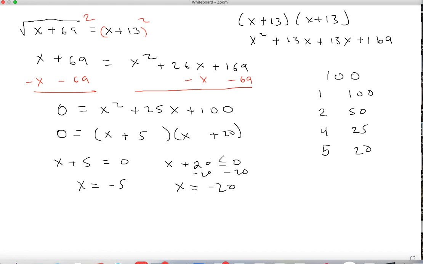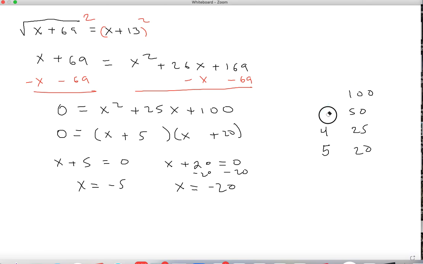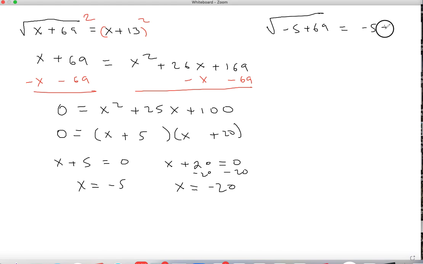So now we have to check and see if these are both legit solutions. So let me erase this stuff so I have a little more room. So here, if I plug this negative 5 in, remember you have to plug it in before the square because it's a squaring that both sides that picks up the extraneous solution. So negative 5 plus 69 equals negative 5 plus 13. So that would be the square root of 64 equals 8, which is true, it does.